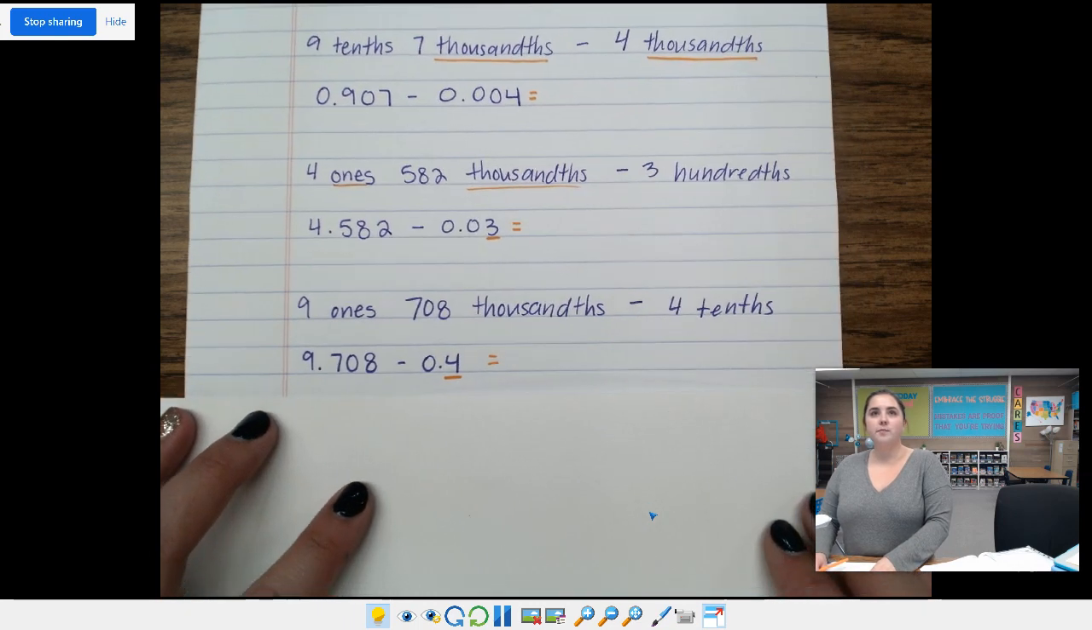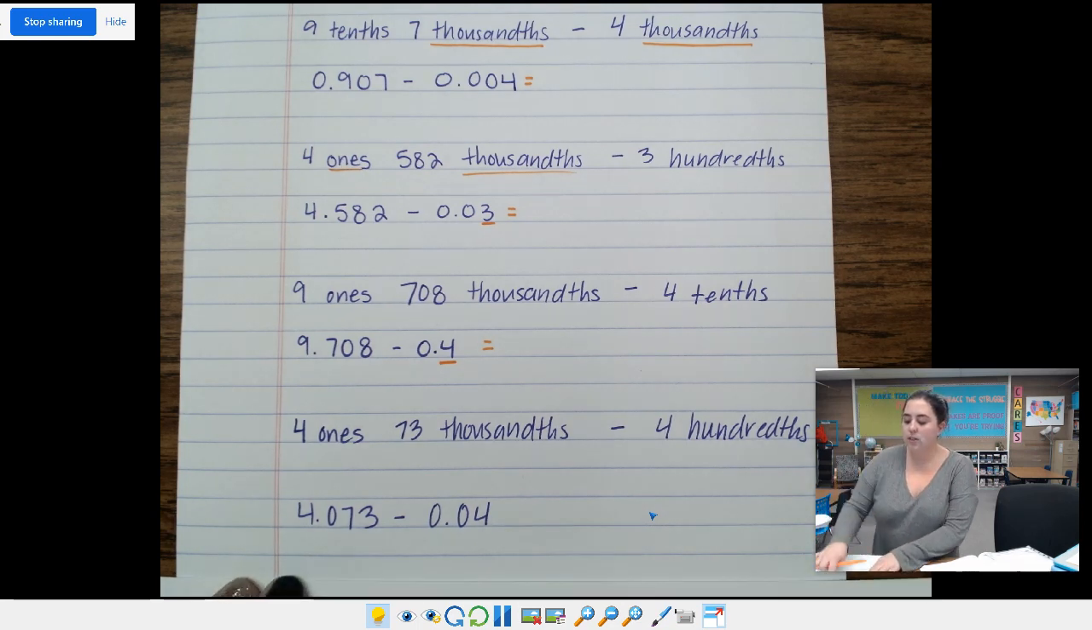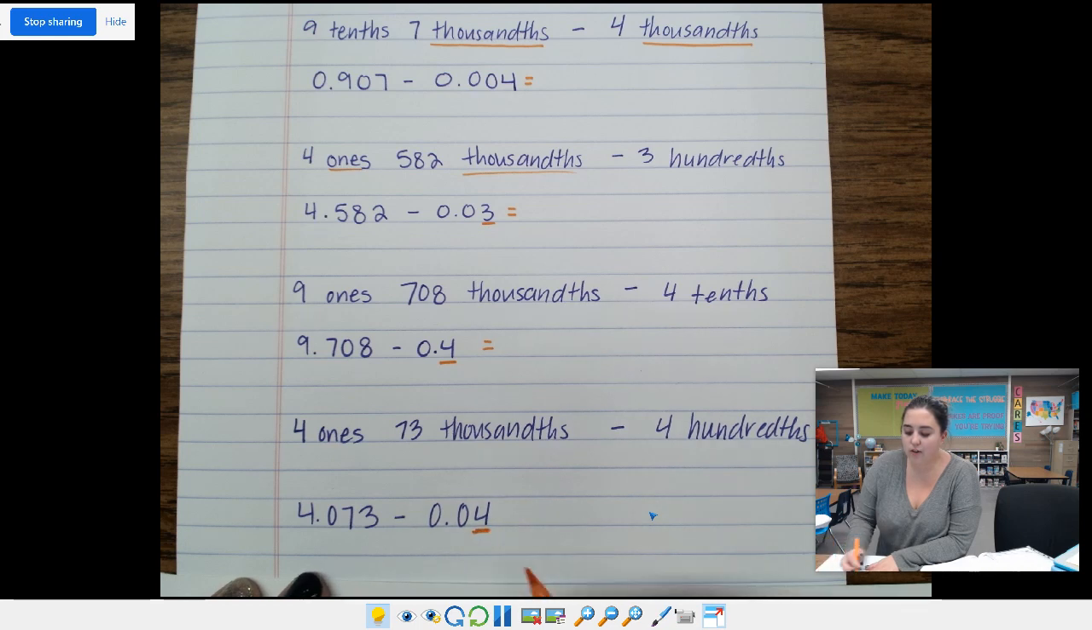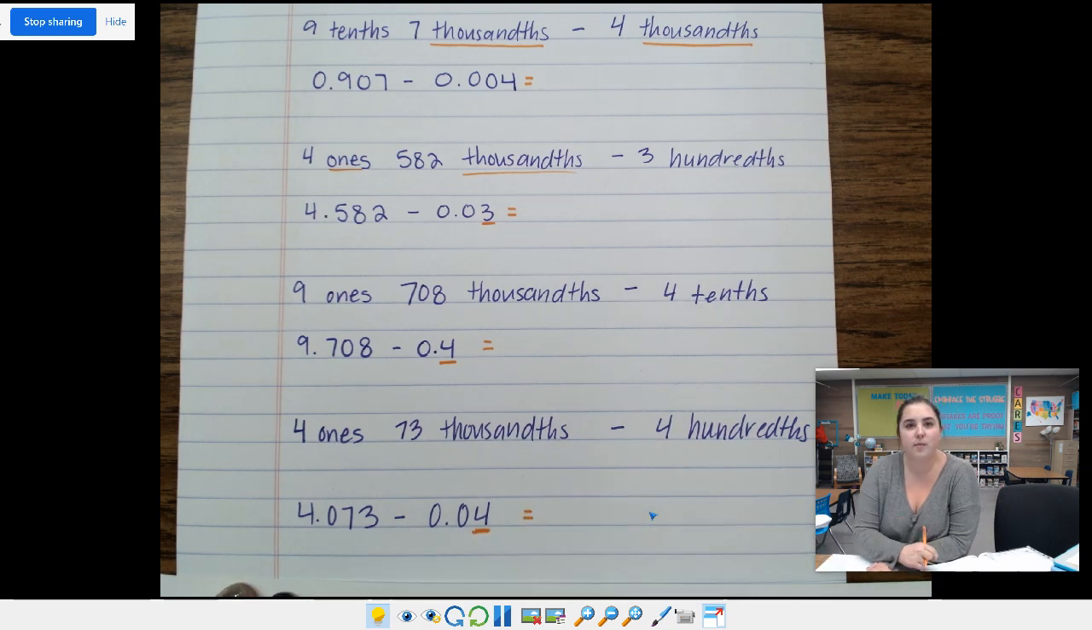And last one, 4 ones, 73 thousandths, and we're taking away 4 hundredths. If we're taking away 4 hundredths, which number here is in our hundredths place? Take away 4 of them, and write it on your whiteboard. Pause the video if you need more time to solve.